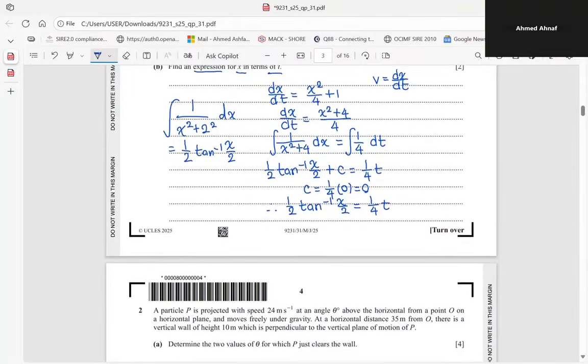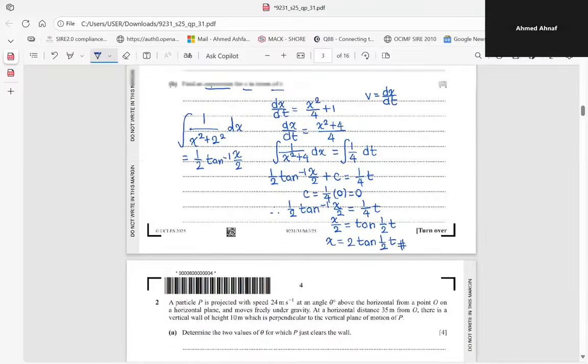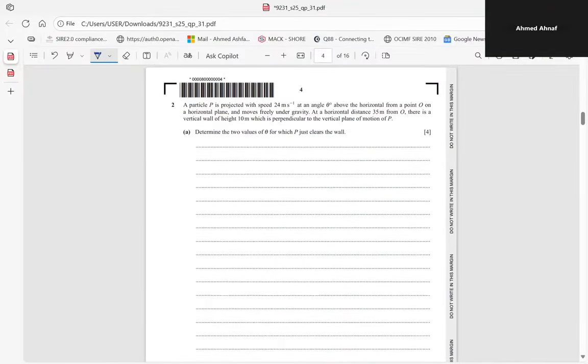And then, okay, we multiply by 2 and take the tangent on both sides at the same time. So x over 2 is just tangent half t, and then x is just 2 tangent half t. So this is the final answer for this part as well as the entire question. Let's move on to the next question.